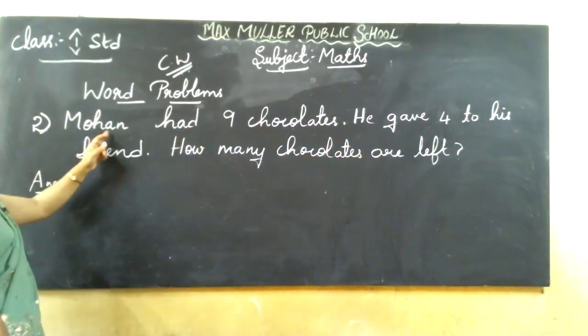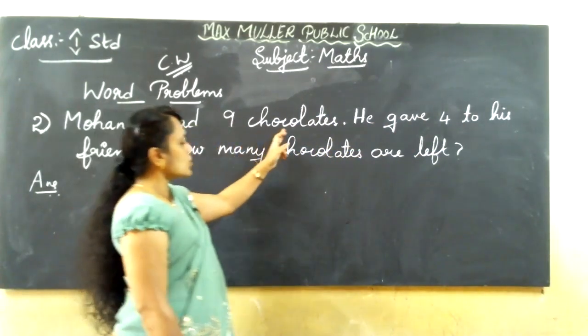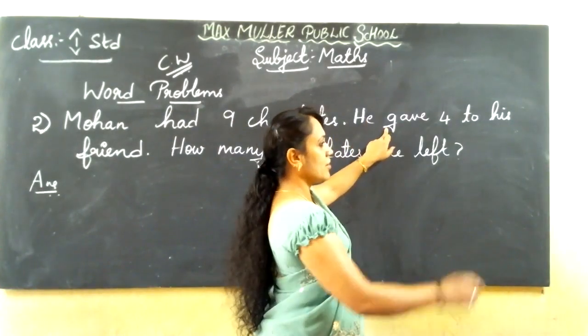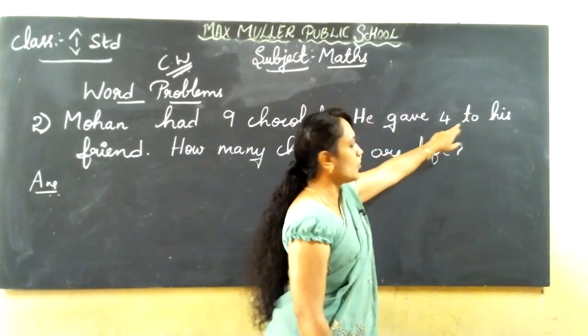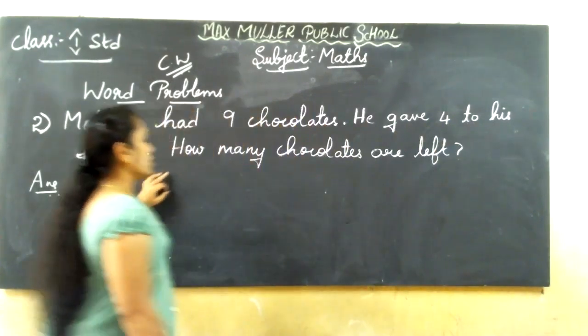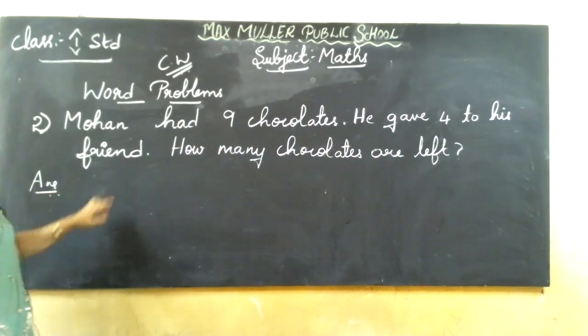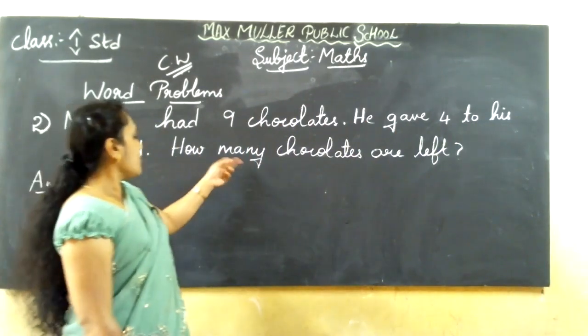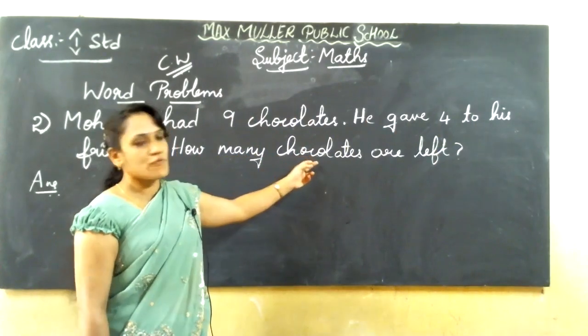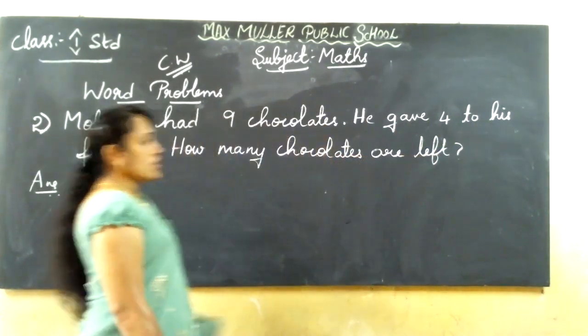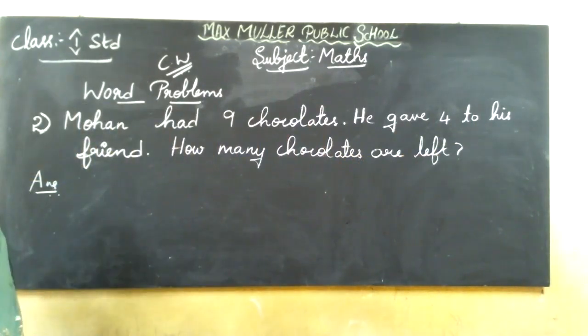M-O-H-A-N, Mohan. H-A-D, had. Chocolates. He gave 4 to his friend, F-R-I-E-N-D. How, H-O-W. Many, M-A-N-Y. Chocolates. Left, L-E-F-T. How many chocolates are left? Mohan had 9 chocolates. He gave 4 to his friend. How many chocolates are left?